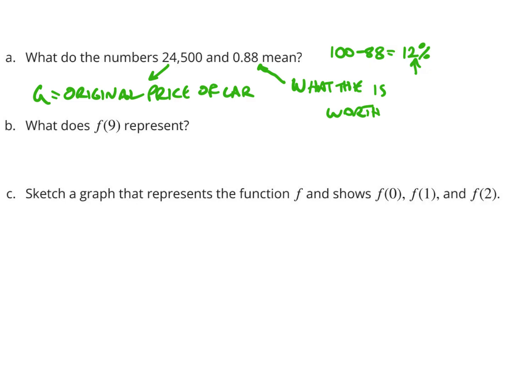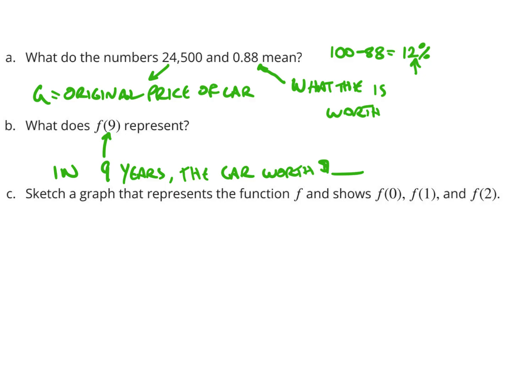F of 9. 9 is an input number. 9 represents 9 years. So F of 9 will give us what the car is worth in 9 years. In 9 years, the car is worth some dollar amount. We don't know. We could calculate it, but they're not asking us to calculate it.